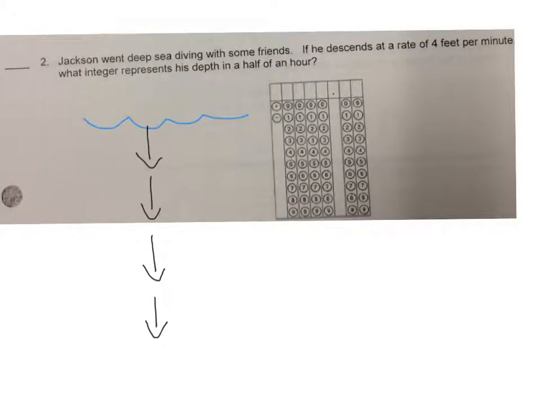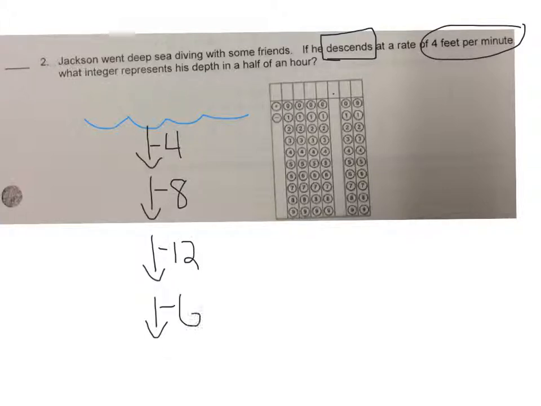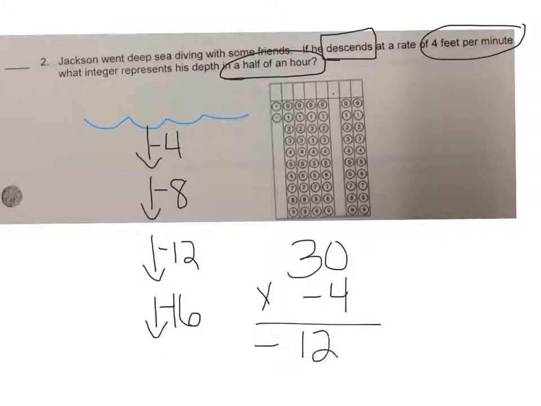Number 2, Jackson went deep sea diving with some friends. He descended, that's our clue word, descended, which we know means to go down, at a rate of 4 feet per minute. So after 1 minute, he was at -4. After 2 minutes, he was at -8, -12, -16, and he keeps on going for a half of an hour, which is 30 minutes. So it should have been 30 times -4 equals -120.